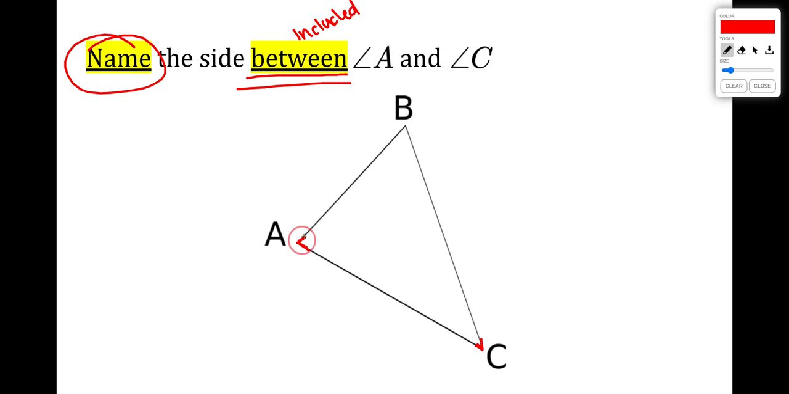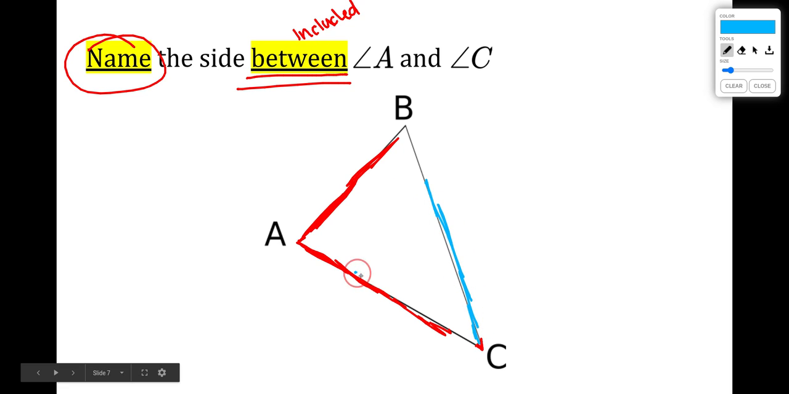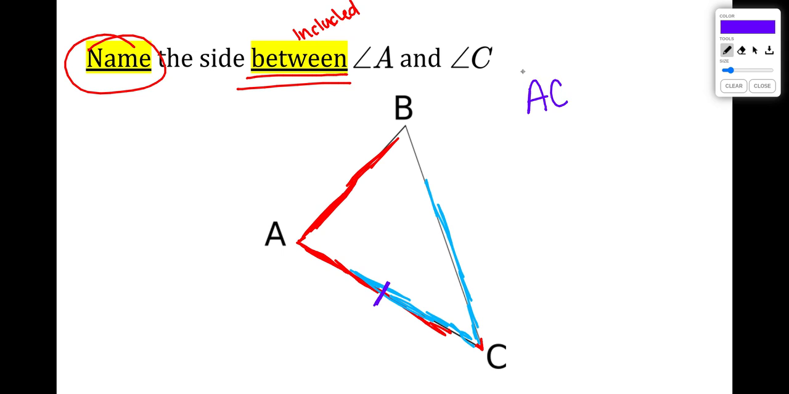If I were to highlight angle A, here's angle A. These are the two rays that formed it. And then, new color, I'm going to highlight angle C. Which side am I highlighting twice? Which one is included in both of them? Maybe you recognize that it's this side. So the side that's included is side or segment AC, and this is how I would name it with the appropriate notation.